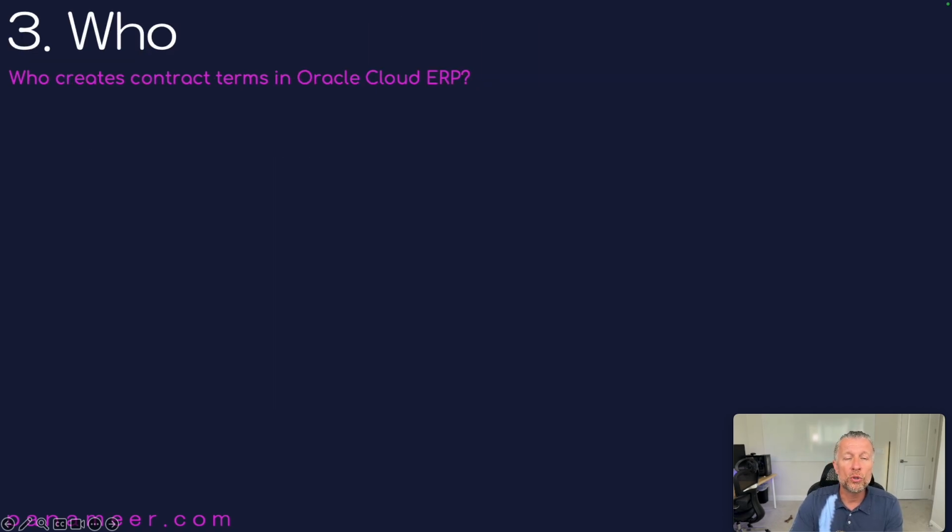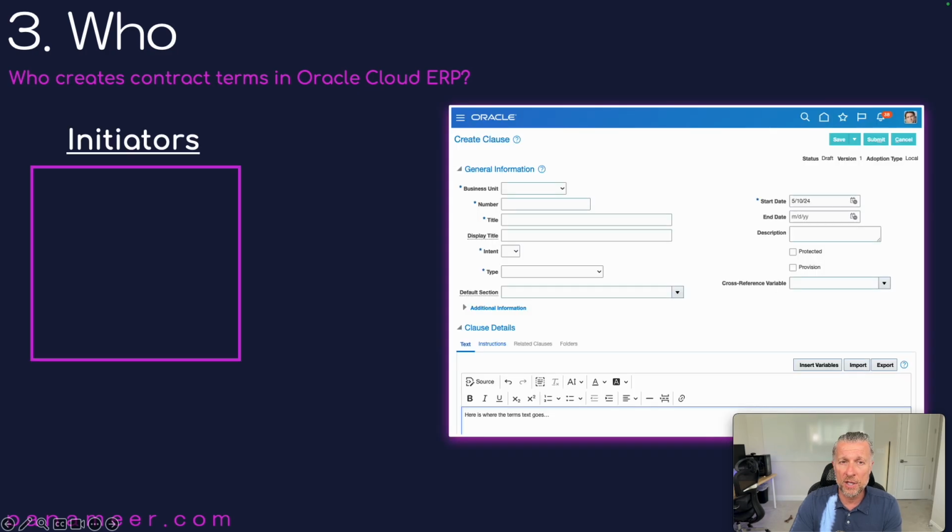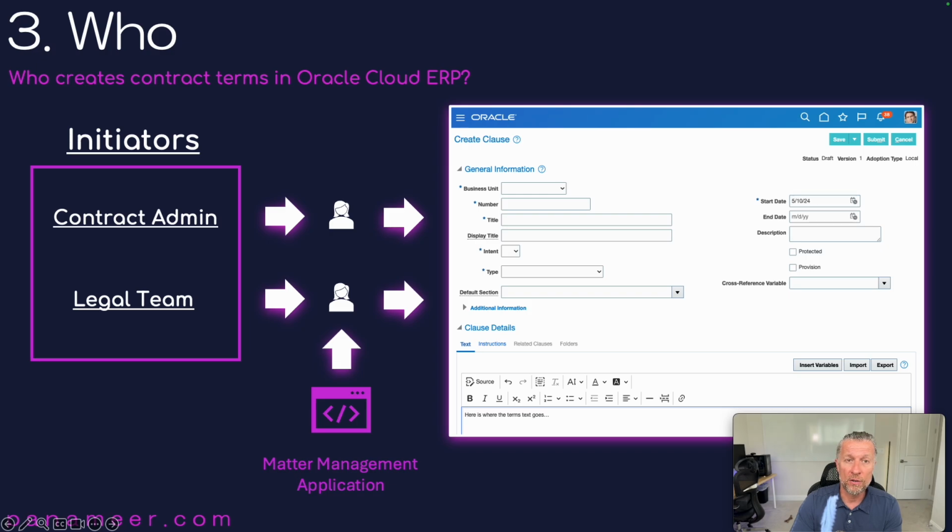Slide 3, who creates contract terms in Oracle Cloud ERP? Well, the initiators of contract terms are as follows. First, as you would expect, the emissary, if you will, of legal within procurement, the contract admin, and then also the legal team, regardless of whether those contract terms might not even be created inside of Oracle Cloud. Legal is usually the starting point.